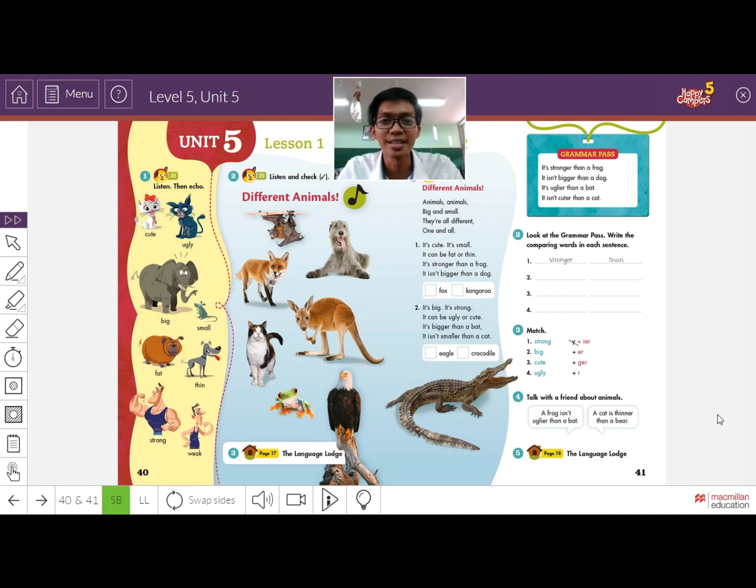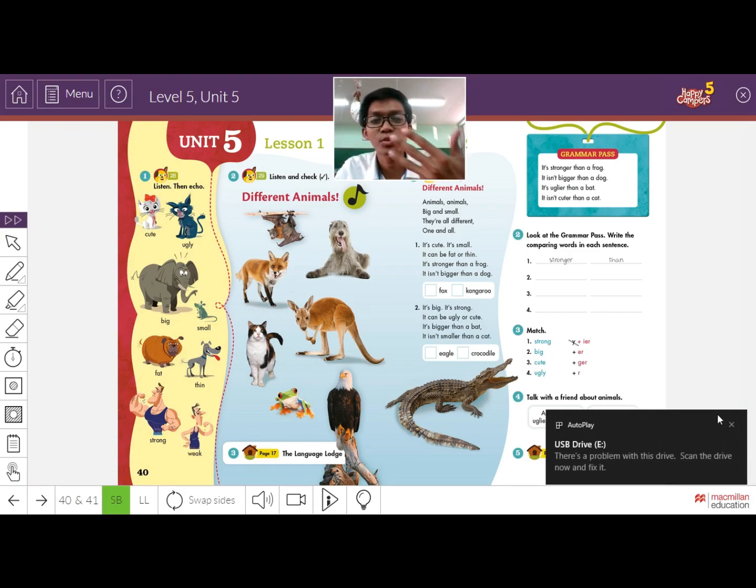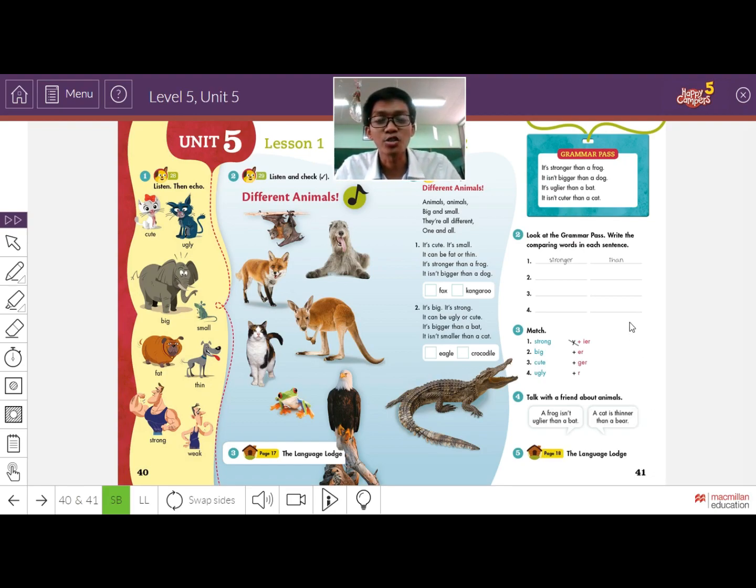For example, the word interesting. How do we know that the word interesting is a long adjective? We can count the syllables like this. Interesting. There are 4 syllables, so that's why it's called a long adjective. So we have to use more plus adjective plus than. For this word, interesting, you must say more interesting than. That's only one example. There are many examples out there. Besides interesting, there are expensive, excited, powerful, and many more.